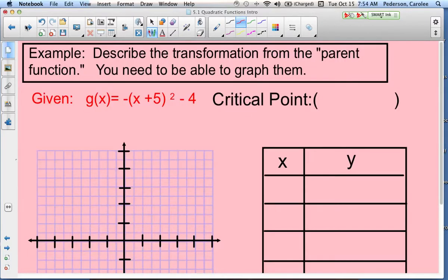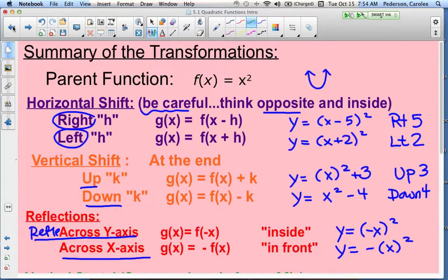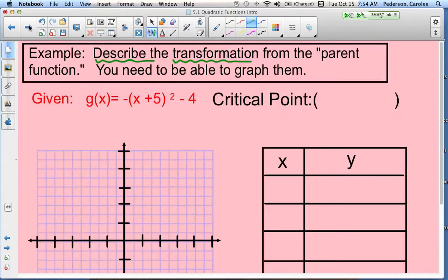Now in this example, this probably looks pretty familiar to you. We've graphed some functions that are quadratics, and I want you to describe the transformation. So that would be focusing on this last slide. All of these things can happen. So let's talk about this piece right here, plus 5. That's inside the function. So the description is going to move to the left 5.